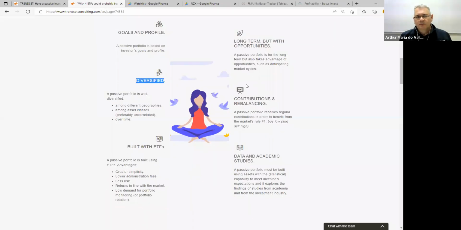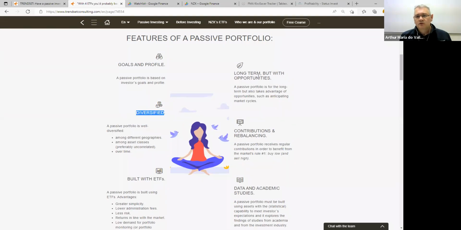Okay, what else? Of course, the portfolio should look at the long term, but with an eye on opportunities. For example, since January, all the markets, New Zealand, Australia, Europe, US, Brazil, are going down. So maybe because the market is going down, it's time to, if you can, buy a little bit more, because you are paying a lower price for the same companies. So you should focus on the long term, but with an eye to the opportunities.